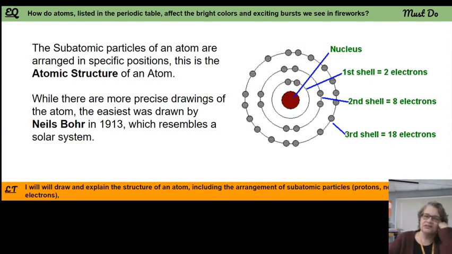neutrons are in the nucleus, and then the electrons are outside, in this electron cloud. Okay. While there are more precise drawings of the atom, the easiest way is to draw it like Niels Bohr did in 1913, which resembles a solar system. You have the nucleus in the center, where our protons and neutrons are. And then our electrons live in shells outside of the nucleus.